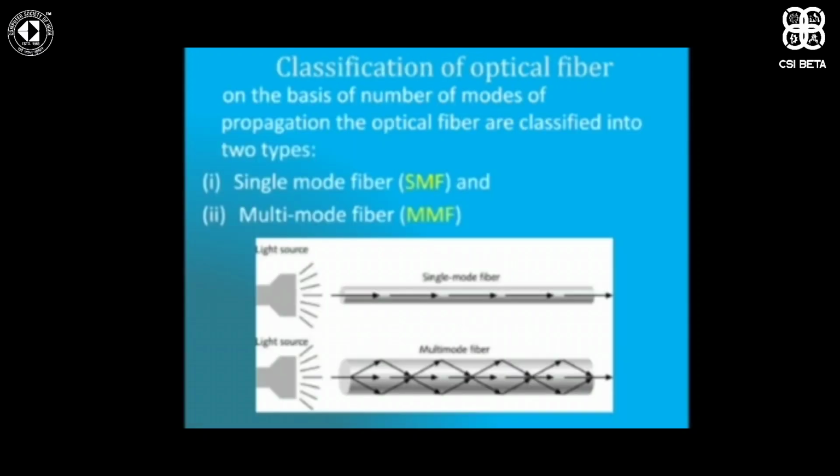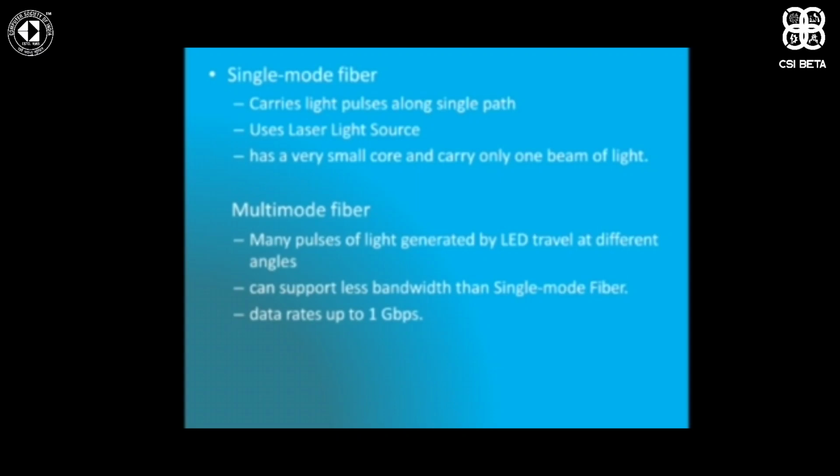The classification of optical fiber. On the basis of number of modes of propagation, the optical fibers are classified into two types: single mode fiber and multi-mode fiber. Single mode fiber carries light pulses along a single path. It uses laser light source and has a very small core and carries only one beam of light. And multi-mode fiber, many pulses of light generated by LED travel at different angles, can support less bandwidth than single mode fiber, and its data rates are up to 1 gigabit per second.